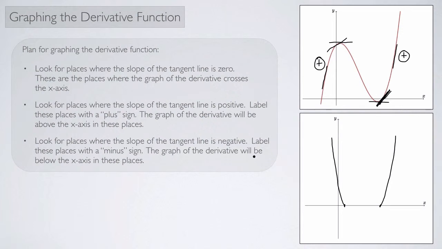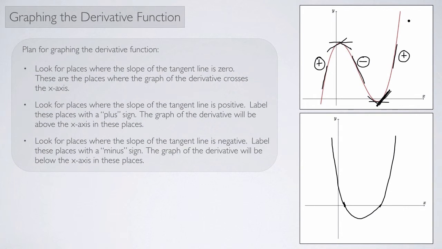Okay. And then the third bullet point, look for places where the slope of the tangent line is negative. And we're going to label those with a minus sign. And I think it's anywhere in here we have a tangent line with a negative slope. So I'm going to put a minus sign in here, which means down here we're going to be below the x-axis. And it looks like we're pretty shallow right here and pretty shallow right there. So maybe it's going to do something like this, where it kind of goes around like that. Okay, so that's a rough sketch of what the derivative function would look like.